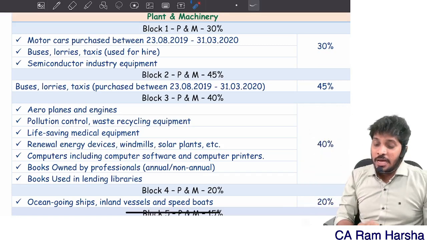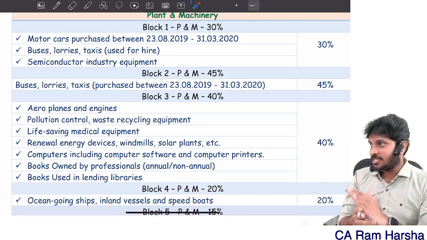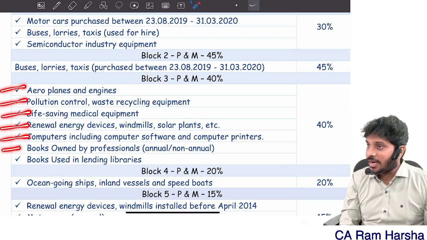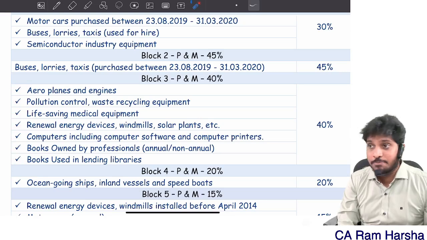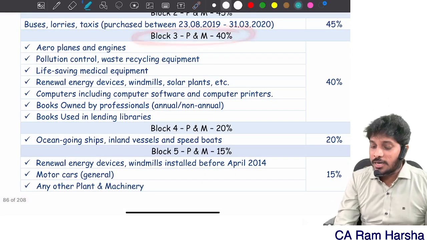That is why how many blocks in plant? 5 blocks. If you open the ICA book, they made a mistake. In this block presentation, they did a mistake. They mentioned this is block number 1, block number 2, block number 3, block number 4, block number 5. Like that they mentioned. That's absolutely wrong.